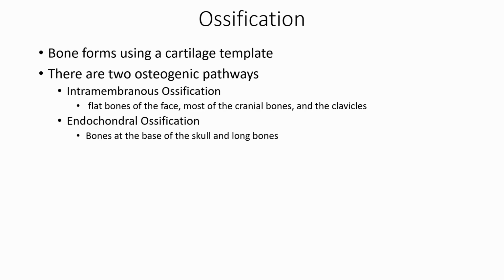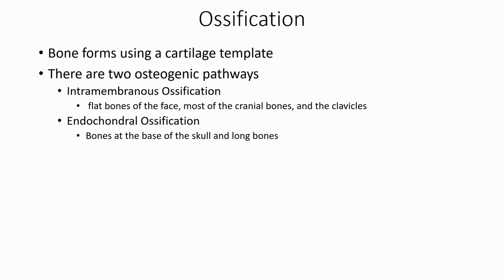So when we look at bones, we don't start with bone when we are developing. We actually start with cartilage first, right? The cartilage acts like a template, and then we can build bone using that cartilage template. This is called ossification, right? The process of becoming bone over time.